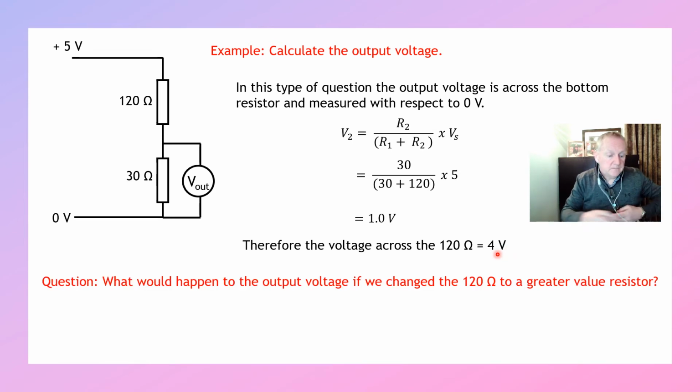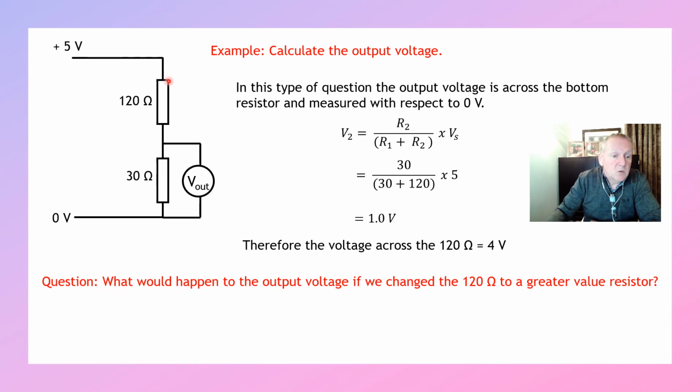Now I've got a wee question here which I want you to have a think about, and then I'll give you the answer in a second. In this circuit we've got a 120 ohm and a 30 ohm resistor in a voltage divider. What would happen to the output voltage if we replaced the 120 ohm resistor with one of a greater value? I've not given any numbers, so you can't do a calculation. You could make up a number and do a calculation if you really had to, but this is where you have to get a grasp of voltage dividers, and then you'll be able to answer this type of question really easily.